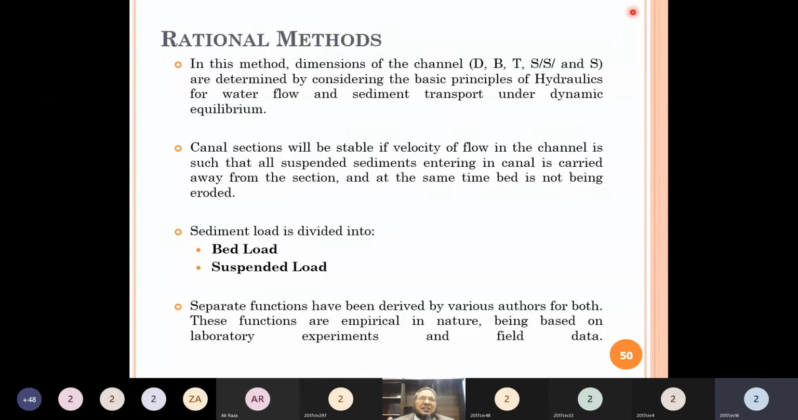तो regime method means कि there were some channels already existing over the globe, particularly in this Indo-Pakistan, and then the relationships were developed between velocity of flow and depth of flow and the discharge and depth of flow and the discharge and its width, etc. and its dimensions. Actually, those relationships which were developed from the stable channels, and those relationships were used later on for the design of the channels. So those methods are called as regime methods.